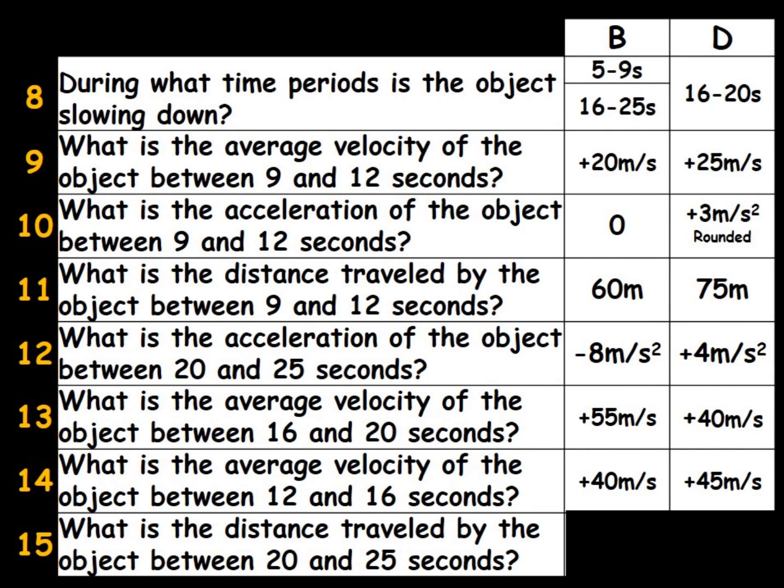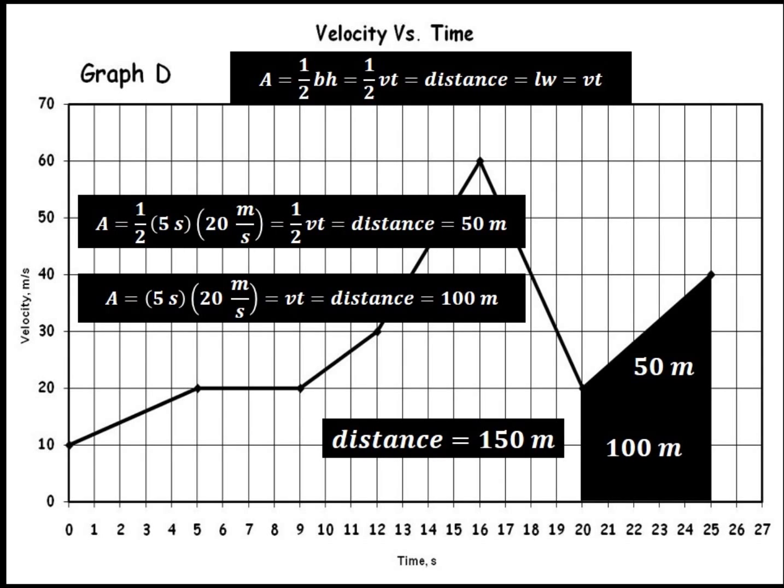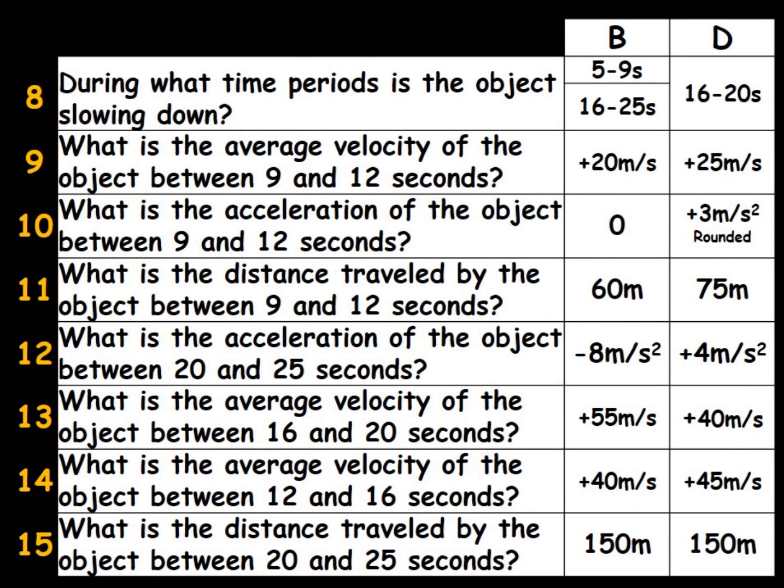And then what is the distance traveled by the object between 20 and 25 seconds for each graph? Very simple. 100 meters is the triangular part and 50 meters is the rectangular part. So that's 150 meters, and then 150 meters for that one as well. Okay, same. That's that part of it, and there's the end of it. 150 meters for each one, and that finishes lecture number 7.